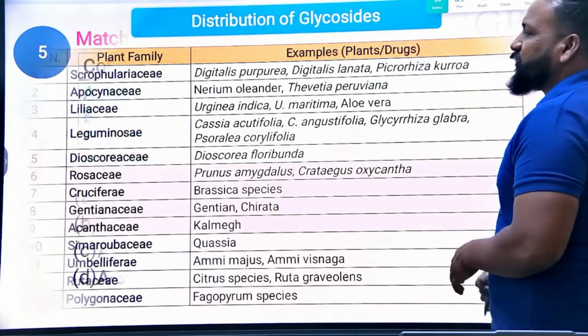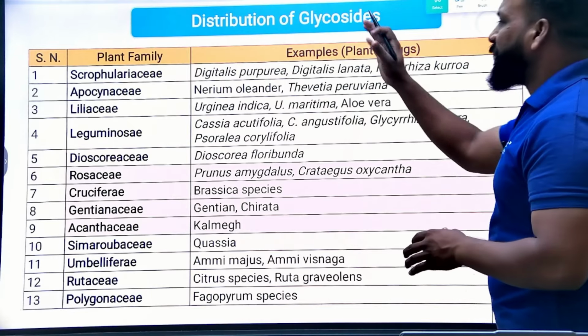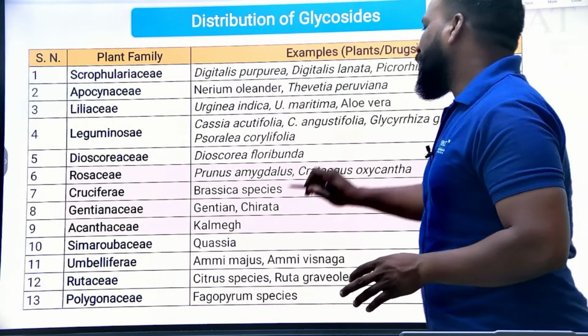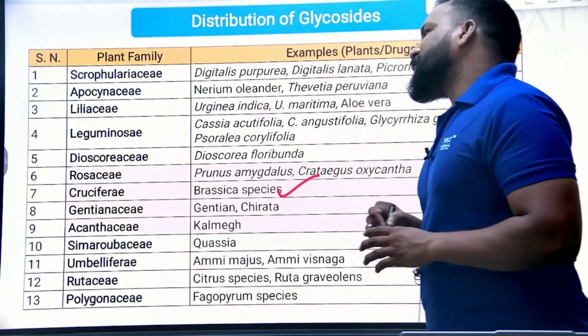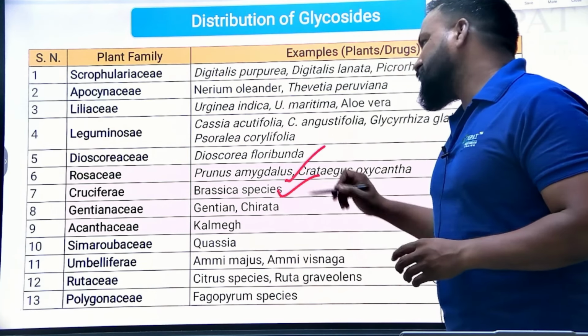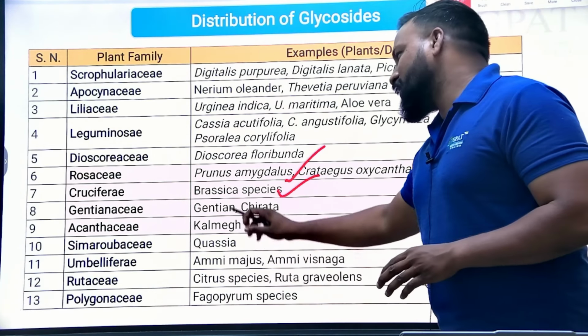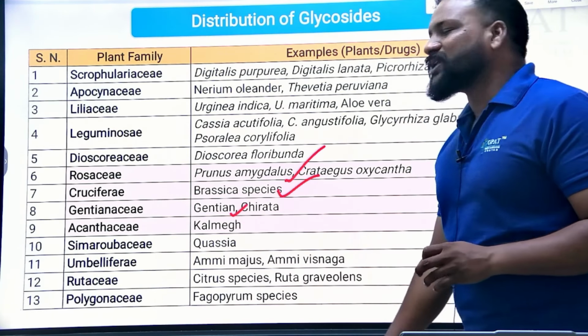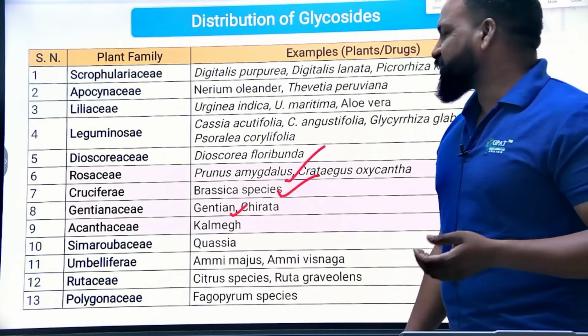Now you can see the family of the drugs. These are the families and their examples of the drugs. Cruciferaceae are Brassica species. Rosaceae are Prunus amygdalis, bitter almond. Gentianaceae is gentian. Acanthaceae is galamec.